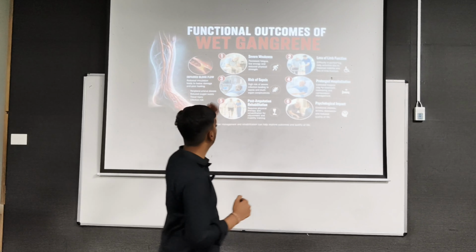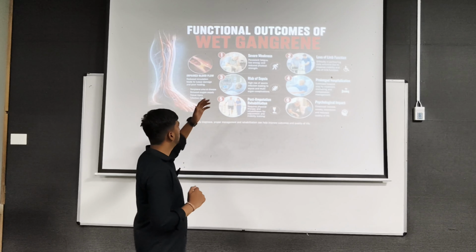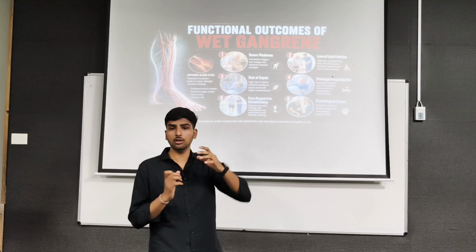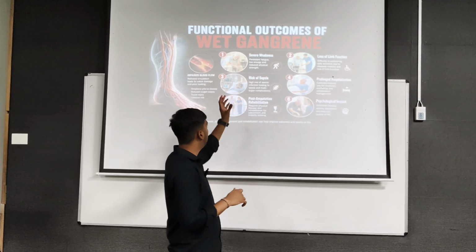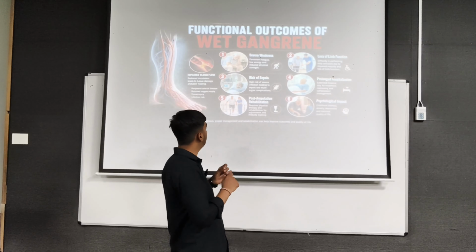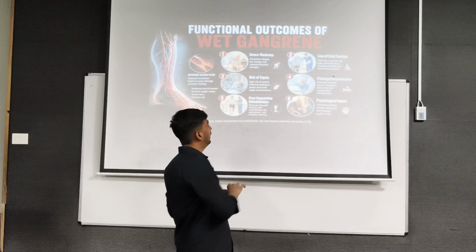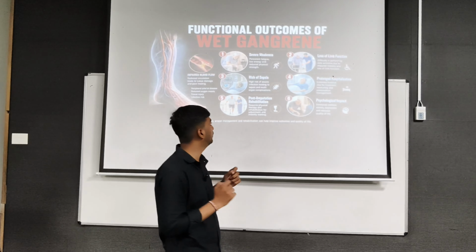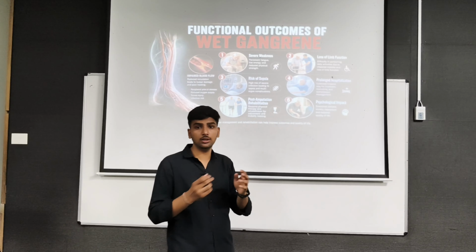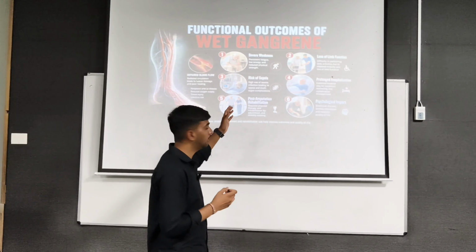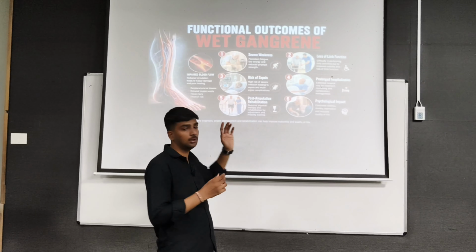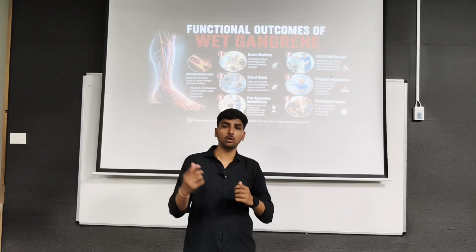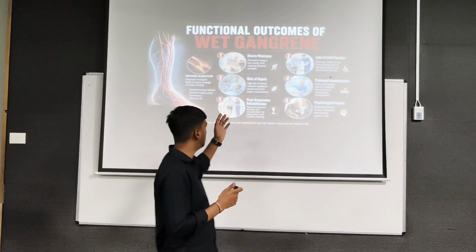So now we'll see the functional outcome of wet gangrene. The first one is severe weakness. In this the patient will feel fatigue throughout the whole day, low energy and reduced physical activities, like physical strength, and loss of limb function, because due to pain the patient will not walk too much, so they will have difficulty in their daily living activities. Then the risk of sepsis, because it's a bacterial disease, so it can travel from the affected area through the bloodstream and can cause sepsis.